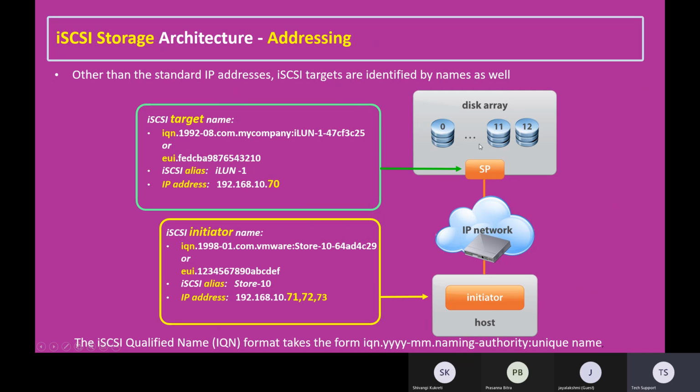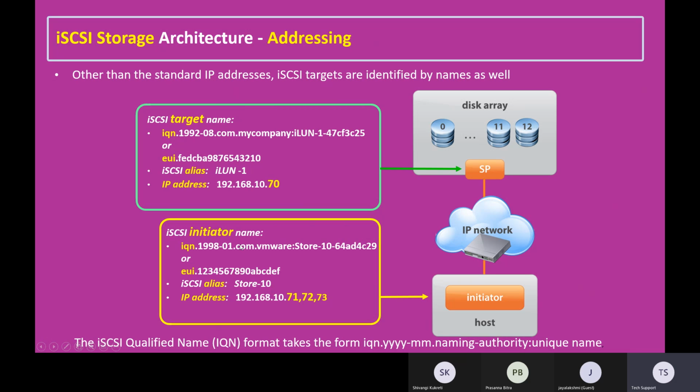Not only the IP address, it's also identified by the name. The iSCSI target name is represented in three types of addressing. Either you can use IQN addressing, or you can use EUI addressing, or any alias name, or an IP address. Any method we can use to connect to our iSCSI target.